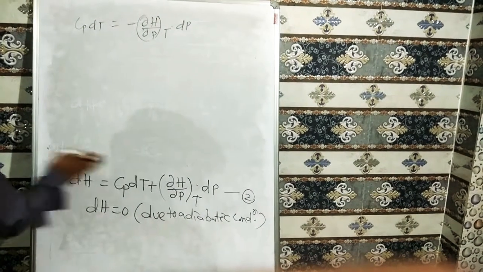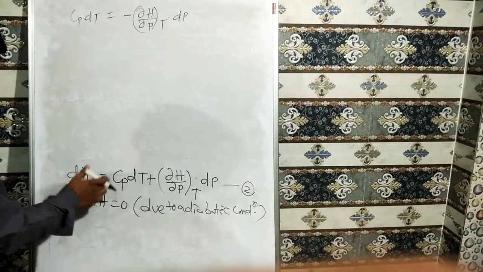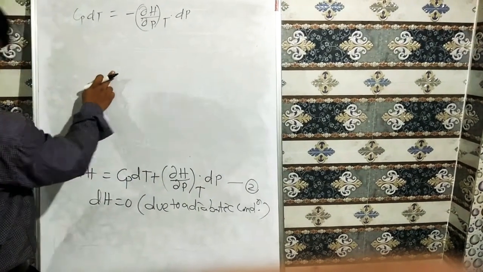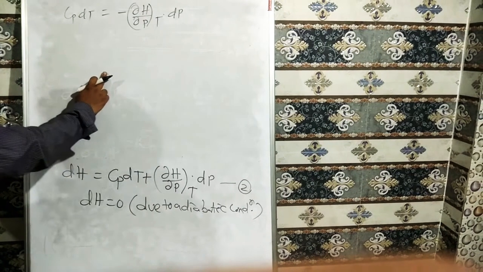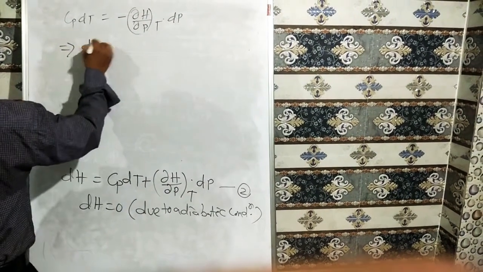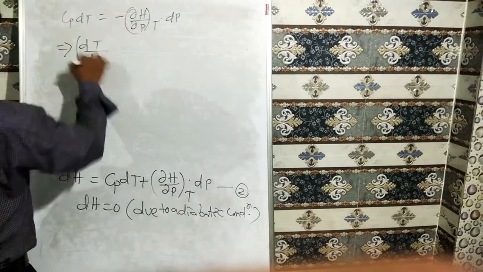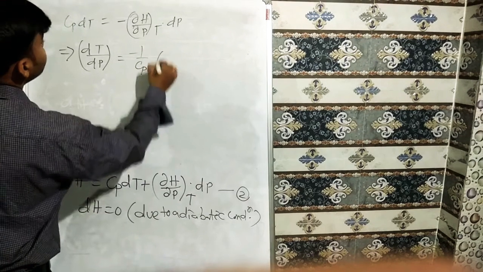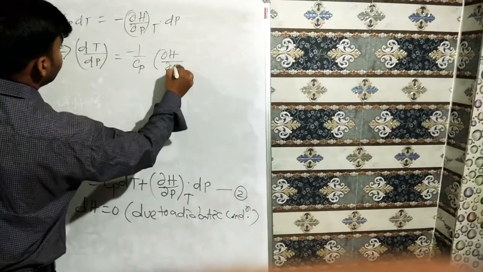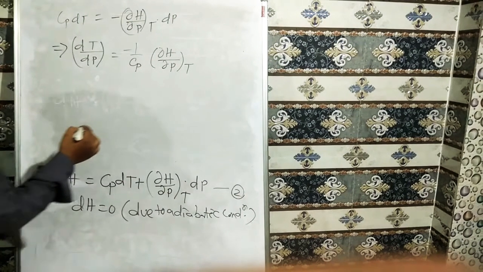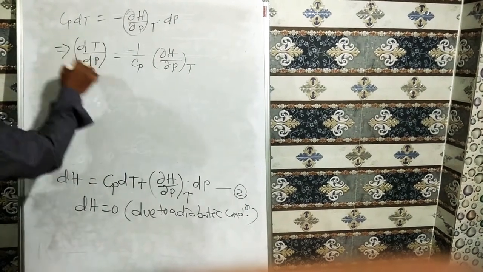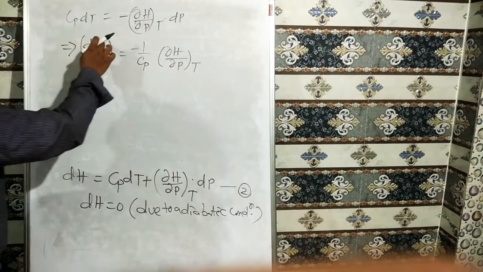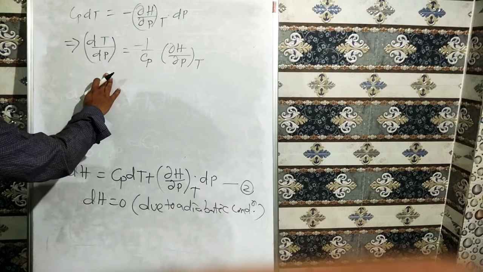If the value of dH is equal to 0, then Cp dT equals minus del H by del P at constant T, whole times dP. That implies dT by dP is equal to minus 1 by Cp times del H by del P at constant T. Now this dT by dP means the rate of change in temperature with respect to pressure at constant enthalpy.